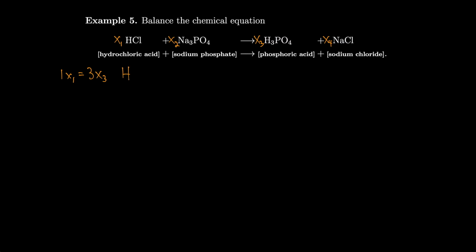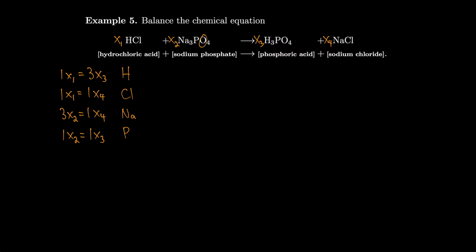That's for my hydrogen. Let's do chlorine next. So we've got 1x1, and there's only 1 chlorine on this side, so that should equal 1x4. Okay, let's do sodium now. We've got 3 sodiums over here, so it should be 3x2 from that. And on the right, we've only got 1, so it equals 1x4. Okay, how about for the phosphorus? We've only got 1, so 1x2 should be equal, let's see, phosphorus on the right is only 1, should equal 1x3.